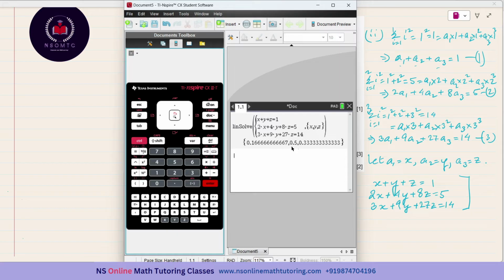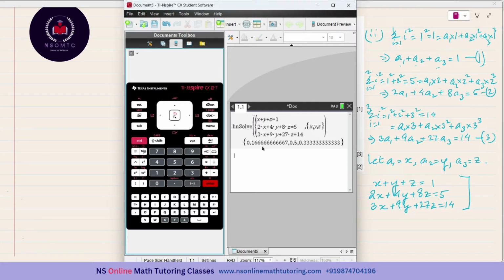This one, you may be knowing 0.5 is half, and 0.3333 is recurring, it is 1 over 3. But even if you give them up to 3 significant figures, the answers will be taken as correct. You may give the exact value, in place of 0.5, 0.5 is the exact value. So you can write the A2 value as 0.5 or as half. You can write the A3 value as 0.333 up to 3 significant figures, or you can write the A3 value as 1 over 3.